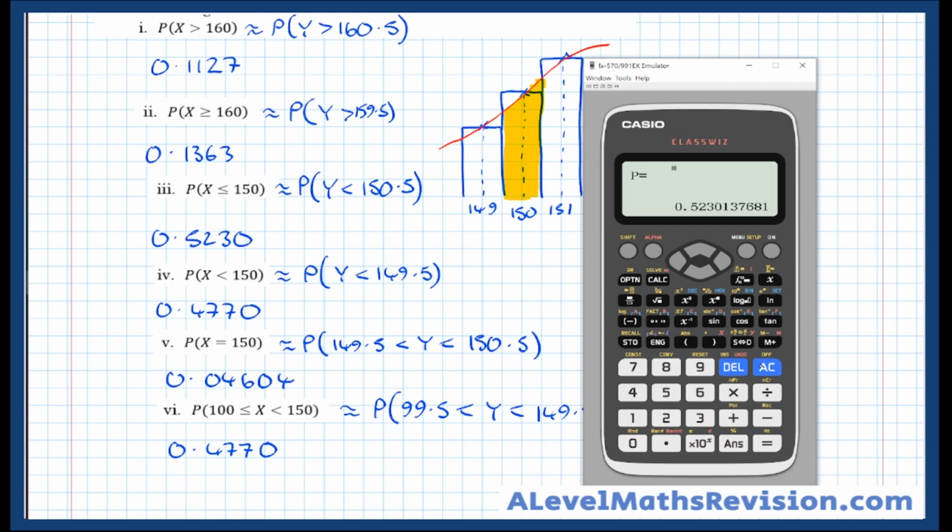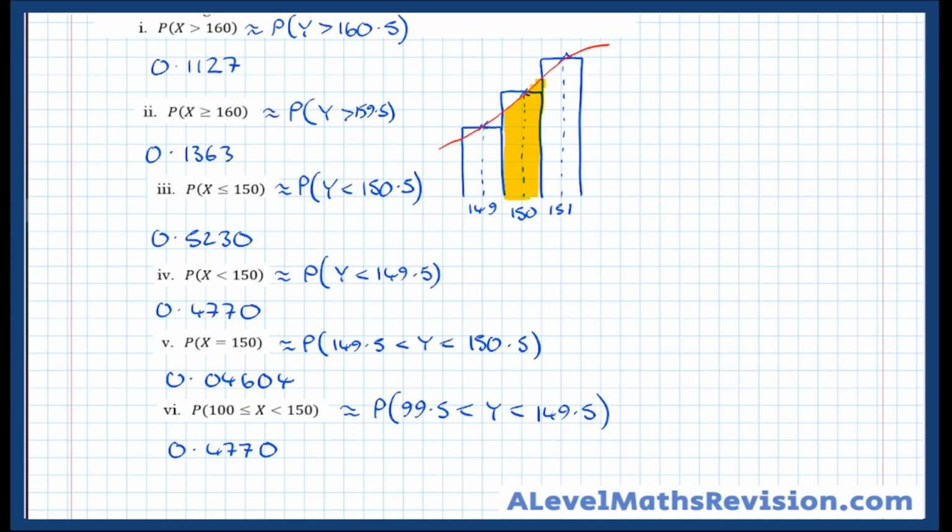Let's do less than or equal to 149 now, which is the same as less than 150. You can see 0.4770, yeah, approximately equal. Binomial PD, let's do x equals 150. Get 0.04603. Slightly different here, but still very, very close. It's a good approximation. So we can see that this does work.